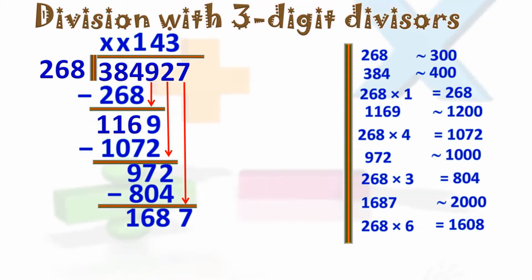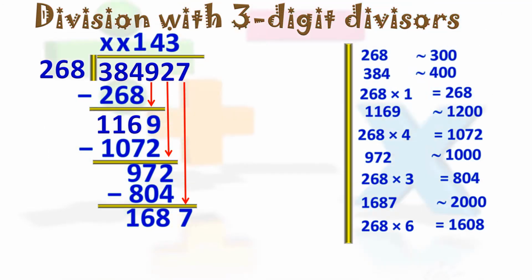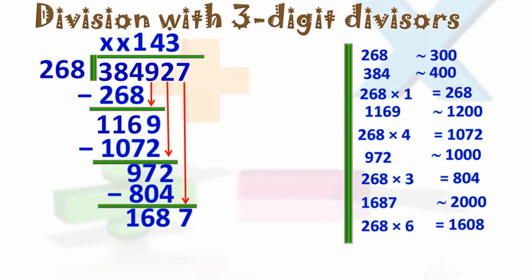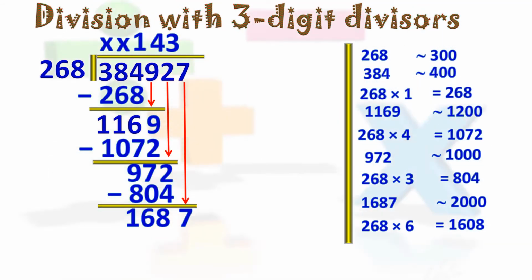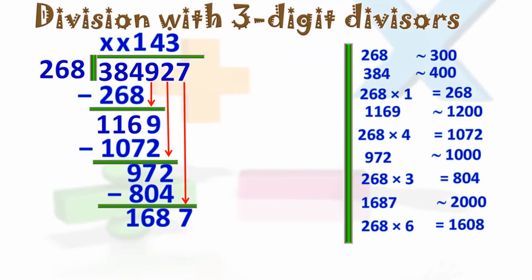So now we have 1687. Let us again round it up. It becomes 2000, and already we have 268 being estimated to 300. Now 300 will go 6 times in 2000. So 268 into 6, let us find out, and we are getting 1608, which is lesser than 1687. So 268 will go 6 times, and we write 6 on the roof of the house.